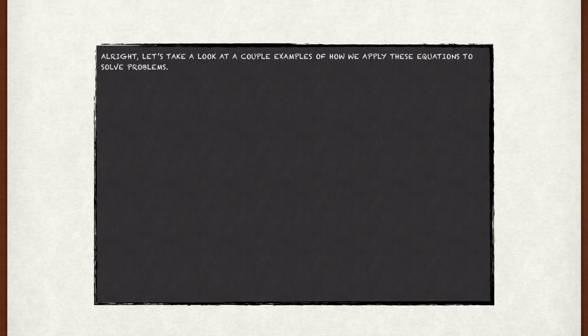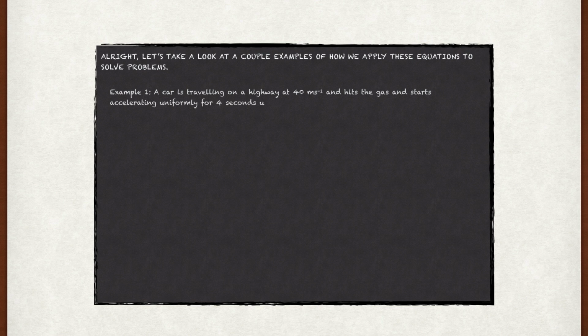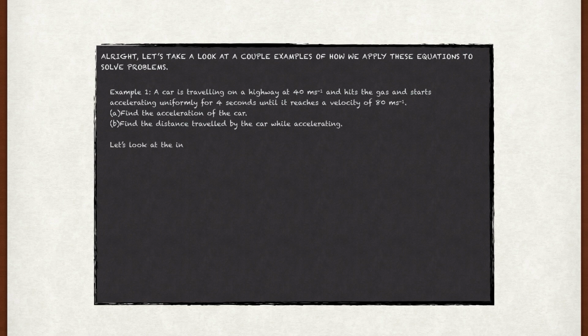So example 1, we have a car traveling on a highway at 40 meters per second, hits the gas and starts accelerating uniformly for 4 seconds until it reaches a velocity of 80 meters per second. So we need to find the acceleration of the car, and the distance traveled by the car during acceleration. So the first thing, write down what you're given in the question. We are given that initial velocity u is 40 meters per second, final velocity is 80 meters per second and the time is 4 seconds.